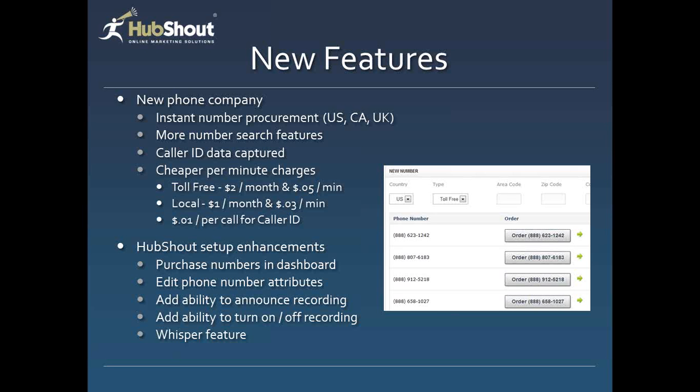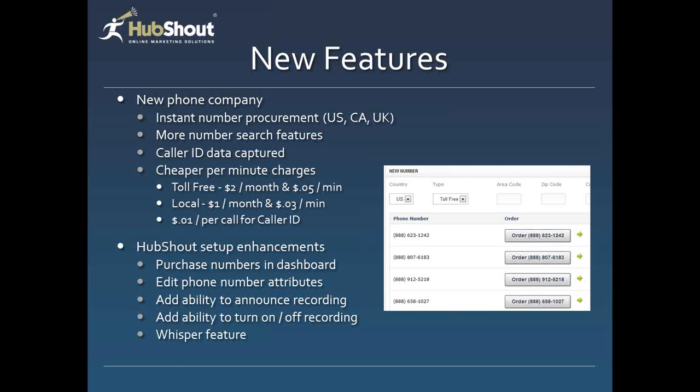We get a lot more search features, so we now can search for numbers local to a certain zip code. We can search for numbers that contain certain characters, so that's a nice new feature as well. We also are going to be able to provide caller ID information. This is something that we really wanted to have in the platform, and the last phone company could not provide this information. We're getting not only the caller ID as it's provided, but also a location of where the phone call came from. So this can lead to some really interesting analytics reporting options down the road.